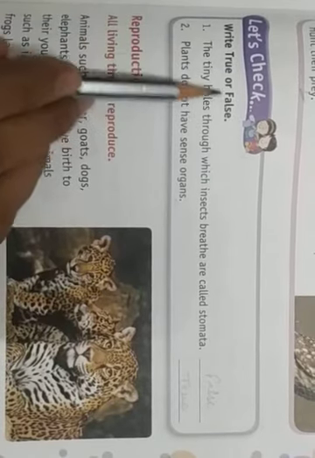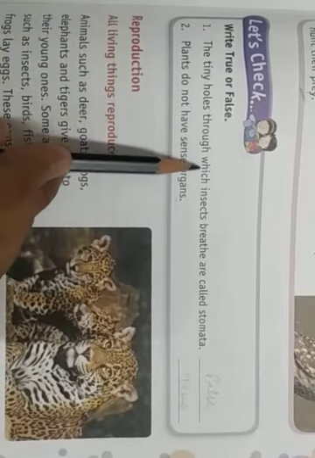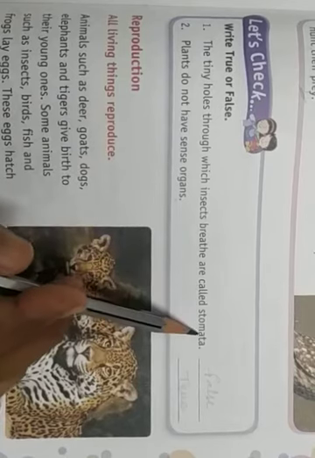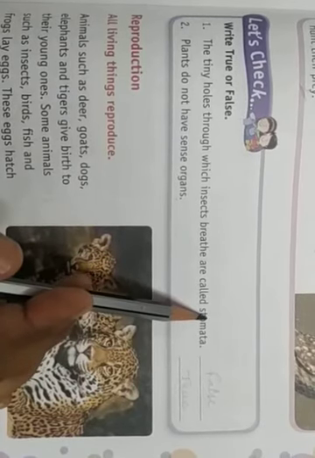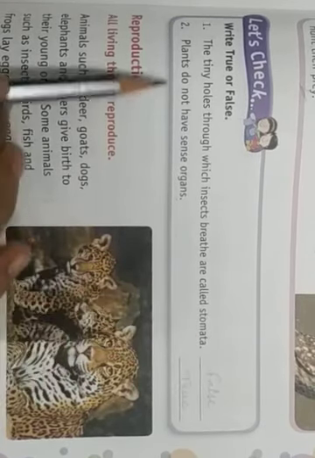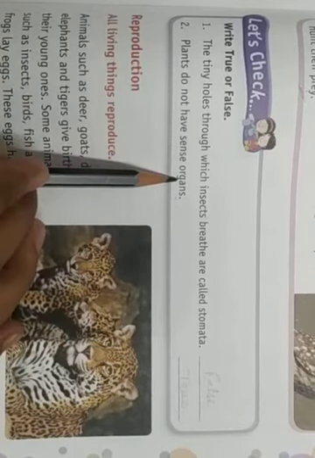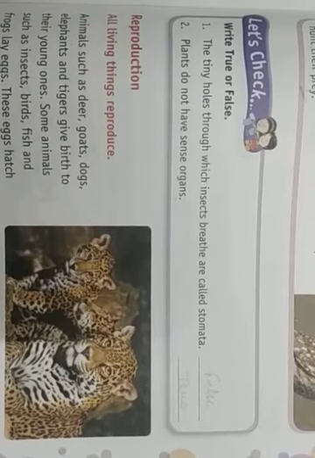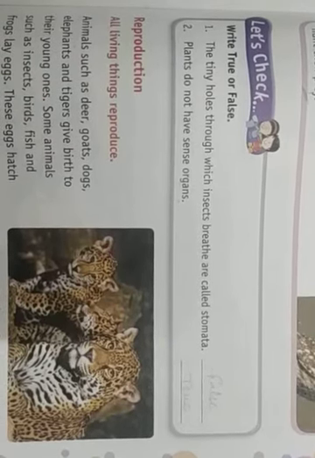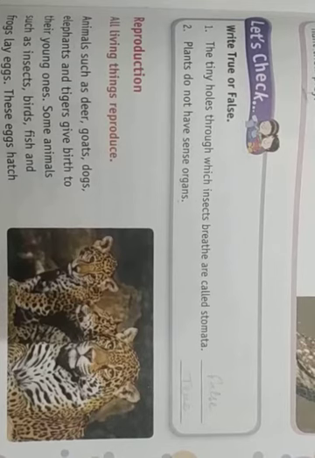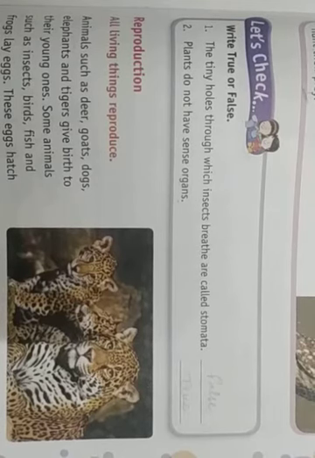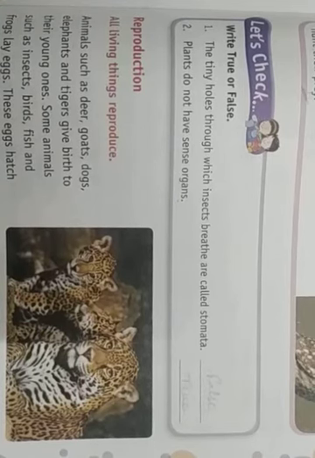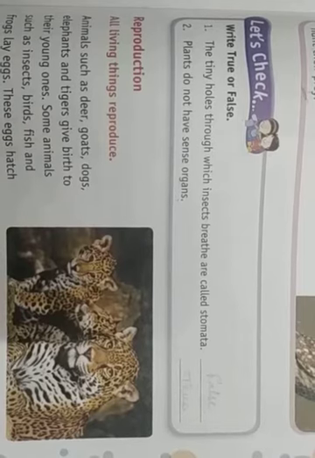Next, let's check. True or false? The tiny holes through which insects breathe are called stomata. False. They are called spiracles. Plants do not have the sense organs. Yes, that is a true statement. And here, which animal has the largest lung? Here it is the great blue whale, which has the largest lungs in its body.